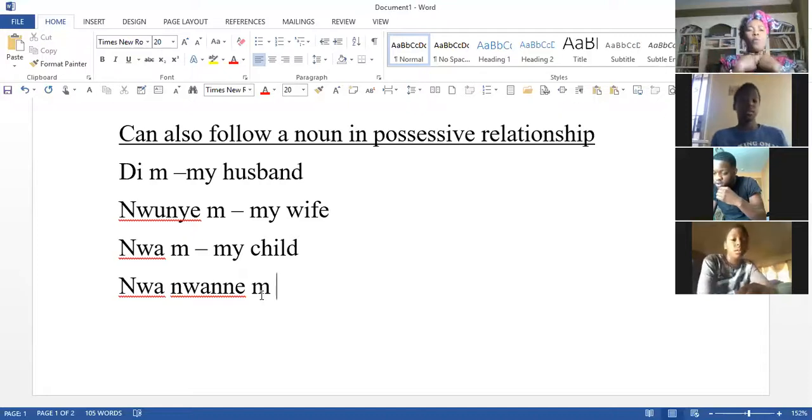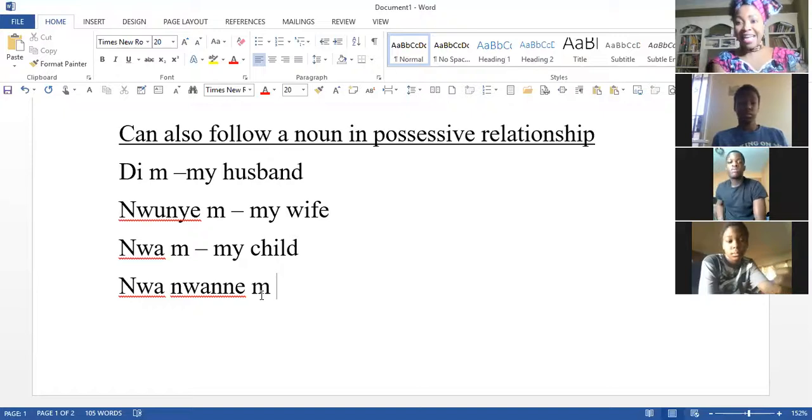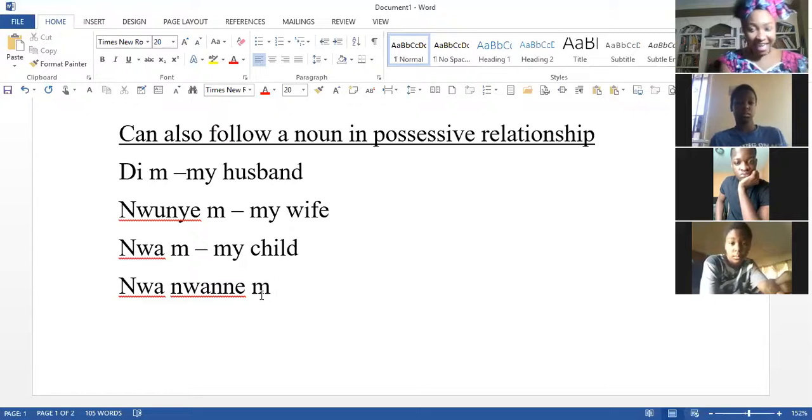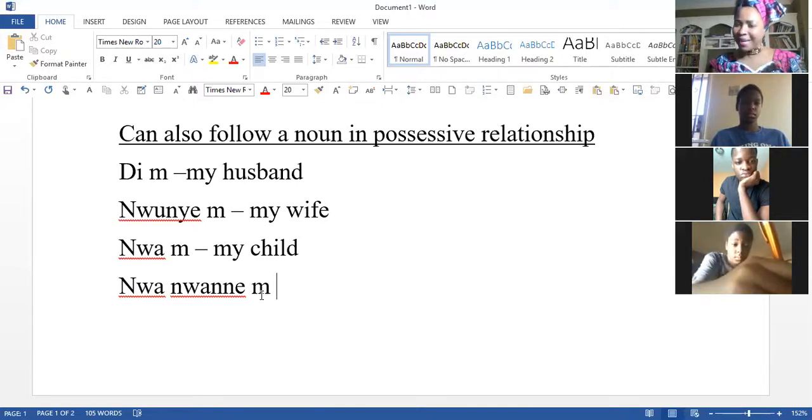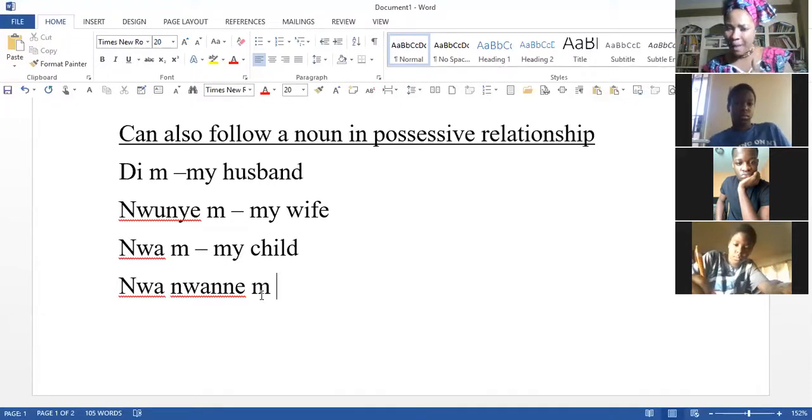But it's nwannem. Now, if Angel only told me that this child belongs to either my brother or sister, she did not tell me it's my brother's child, she did not say it's my sister's child, but she said nwannem. It means Angel's sibling's child. It can be brother or sister. So pay attention to nwa, nwannem. Nwannem means a sibling. Nwa means a child.